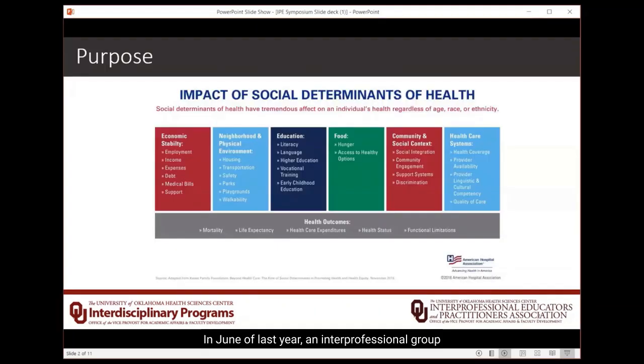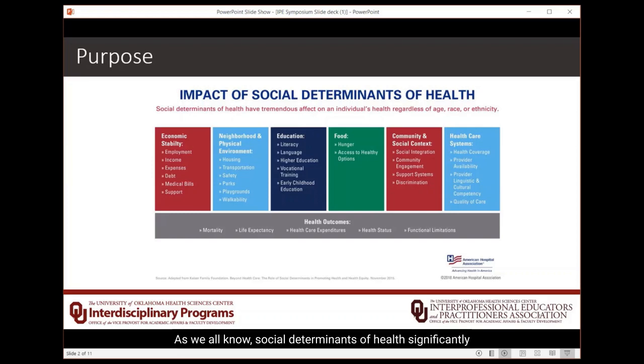In June of last year, an interprofessional group of faculty from our colleges began meeting on a weekly basis to brainstorm different types of preparatory and high-level education that we can provide to students participating in any interprofessional clinical outreach activities, such as the Unity Clinic, where many of the patients are from vulnerable populations.